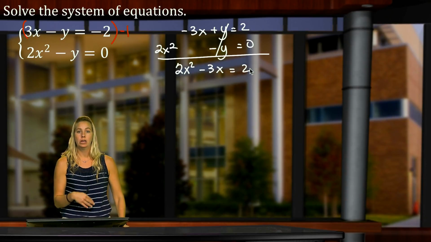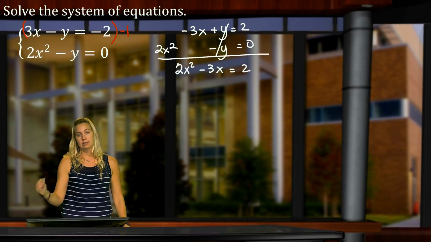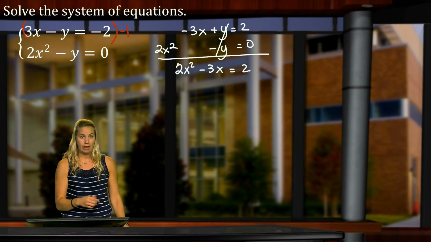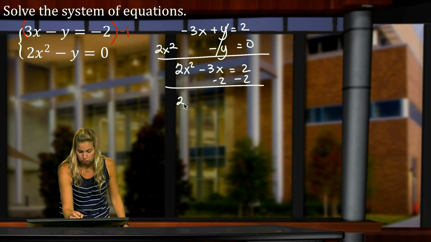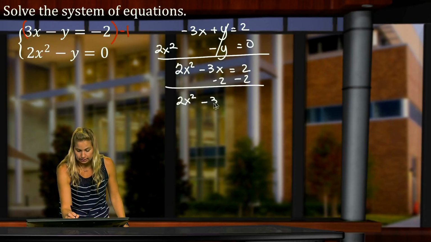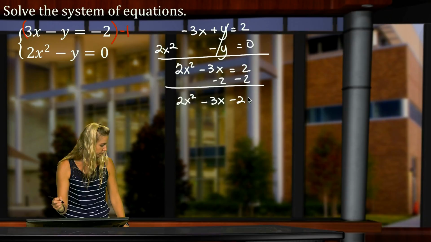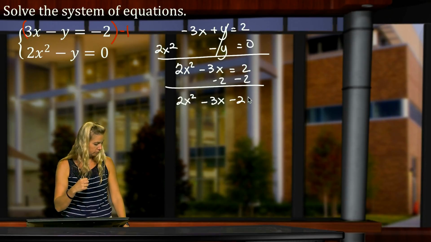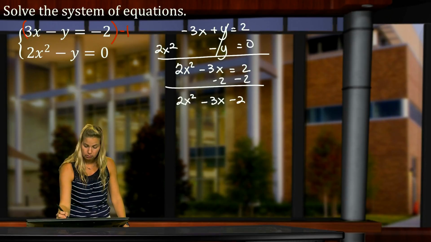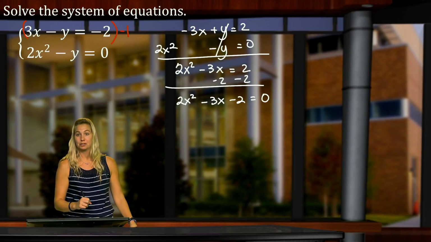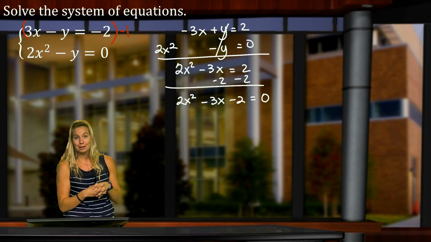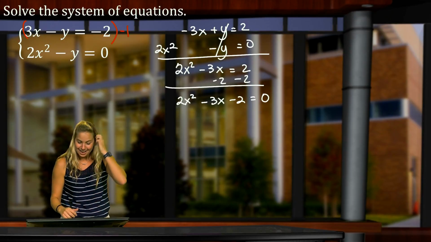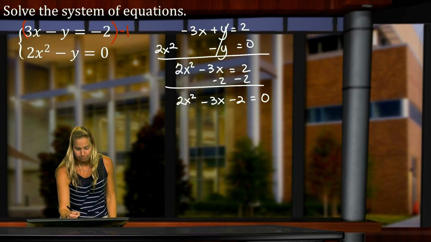When we see this equation, we automatically need to be thinking set equal to 0 so that we can try to factor. We're going to subtract 2 from both sides. We get 2x squared minus 3x minus 2 equals 0. I just realized I made a mistake when I did this problem originally, so we're going to see where this goes. I haven't done this one yet. At this point, we want to factor.